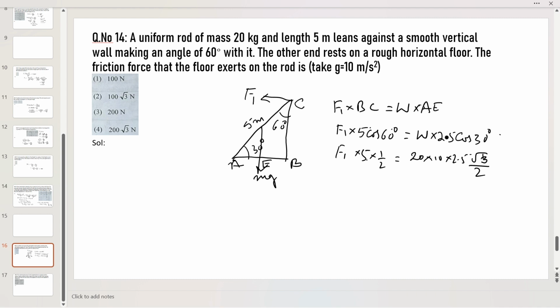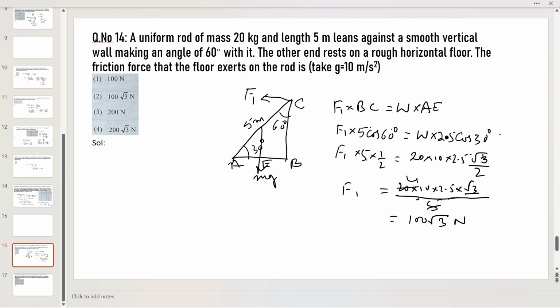So from here F1 is equal to 20 into 10 into 2.5 into root 3 by 2, divided by 5 by 2. This 2 cancels out, so it is divided by 5. 5 4s are 20, so this comes out to be 40 into 2.5, which is 100 root 3 Newton. This is your answer.